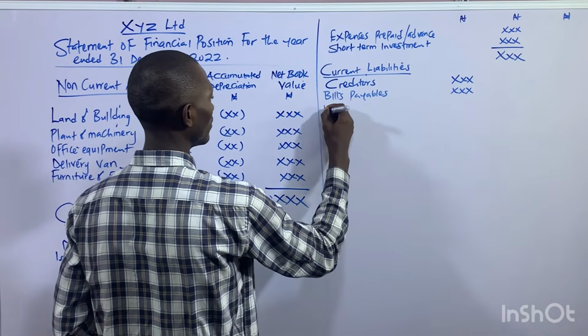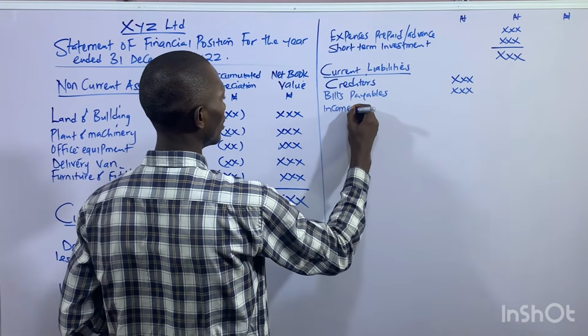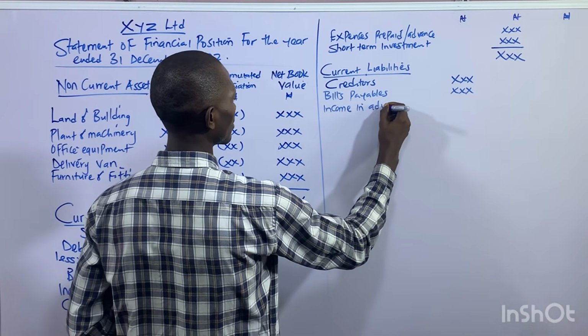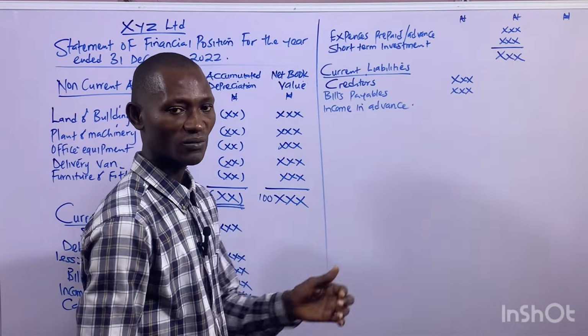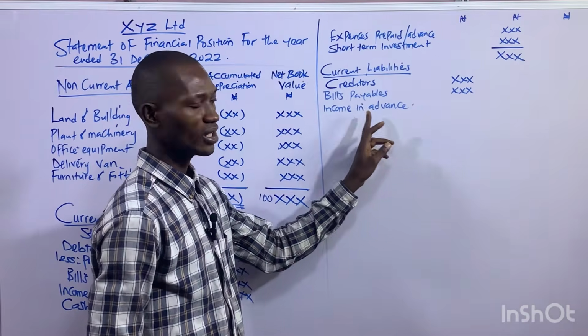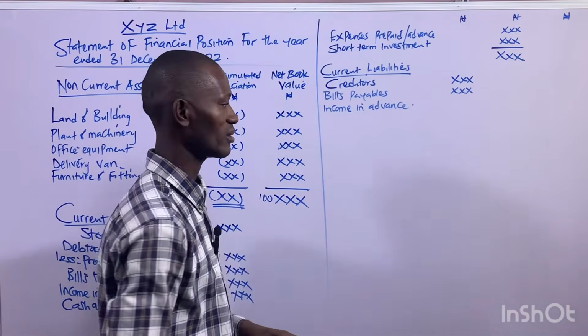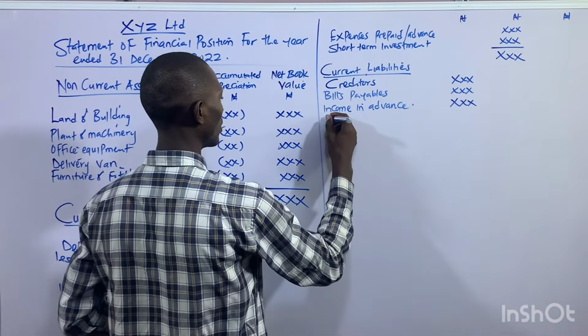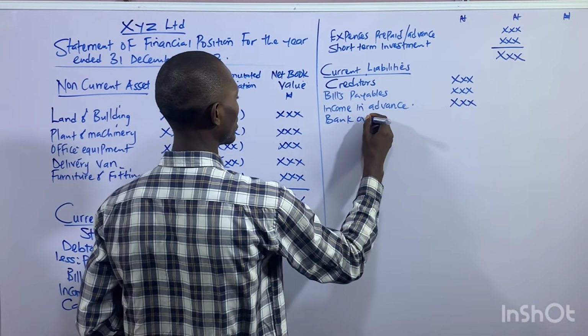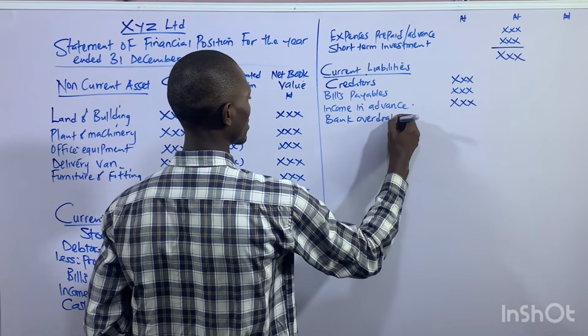Then we could have income in advance. Income you have not worked for, but you have received it. It's called income in advance. So it's a liability, a component of current liability. Then we could have bank overdraft.